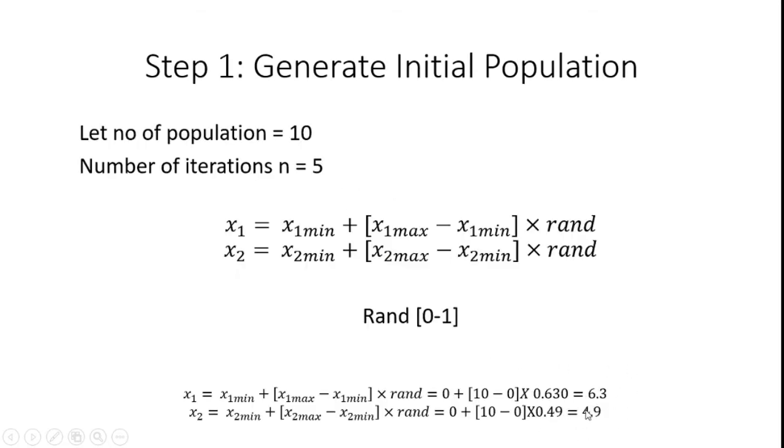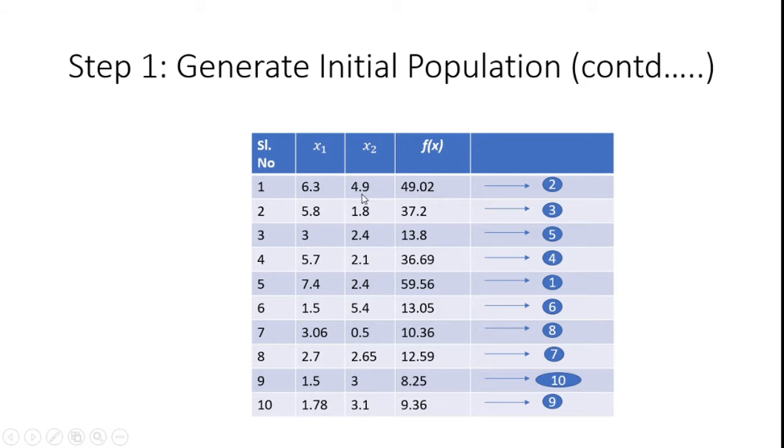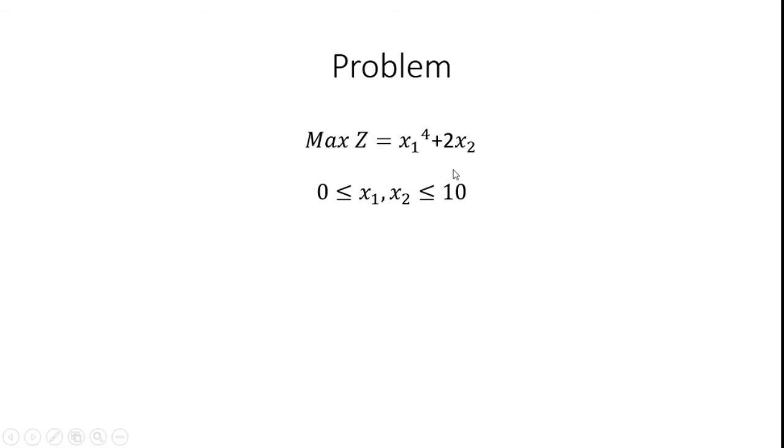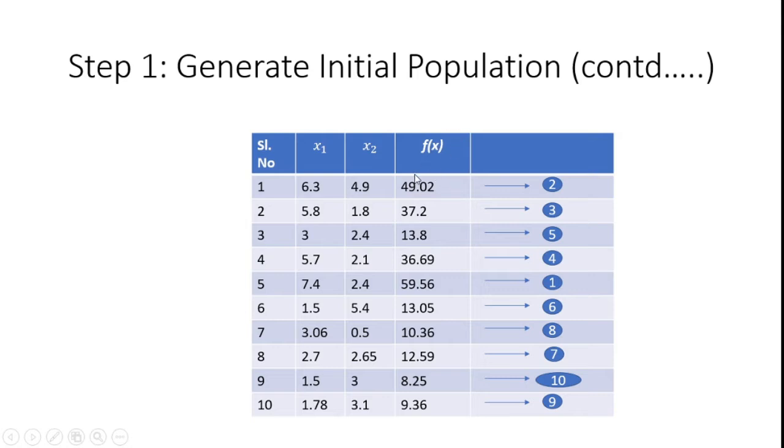Okay, 6.3 and 4.9. From the identified values of x1 and x2, I substitute them into our objective function. From this I get the f of x value, which is 49.02. Likewise, I substitute the values for the 10 populations and collect the 10 f of x values, which is the initial step of ant colony optimization.